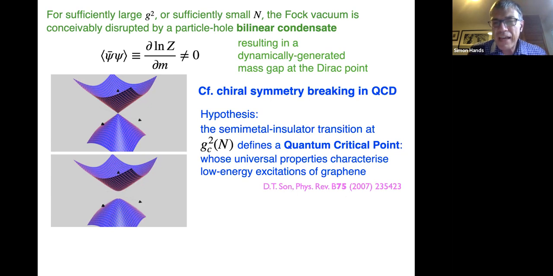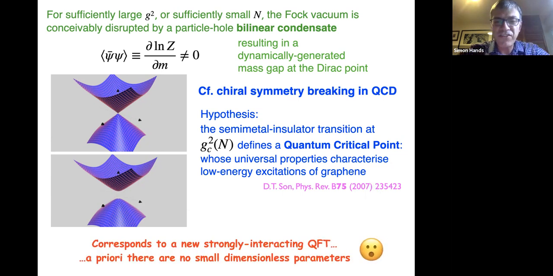I think the idea came up with several people simultaneously, but I was drawn into this game by reading a lovely paper by Damson, who postulated that there indeed would exist a critical value of the coupling above which this condensate would form, the gap would form. And in fact, exactly at that critical value, there would be a quantum critical point, possibly leading to modifying the long-range properties of the electronic excitations of graphene.